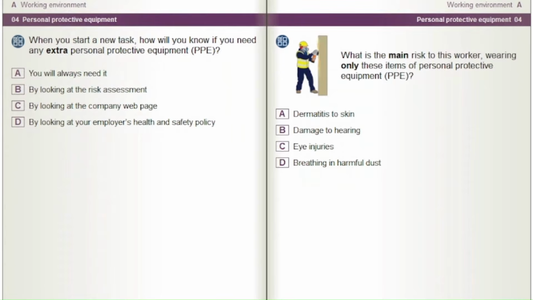When you start a new task, how will you know if you need any extra personal protective equipment, PPE? You will always need it. By looking at the risk assessment. By looking at the company web page. By looking at your employer's health and safety policy.